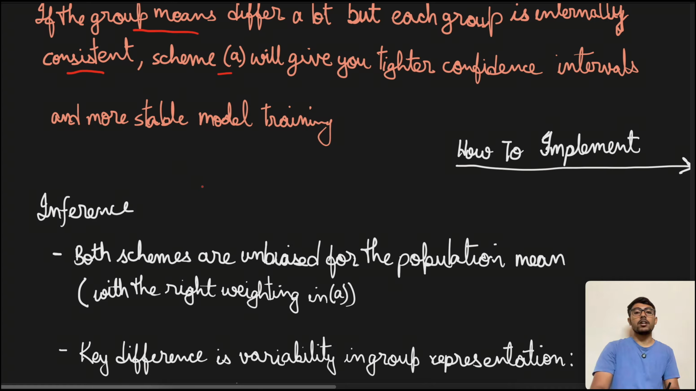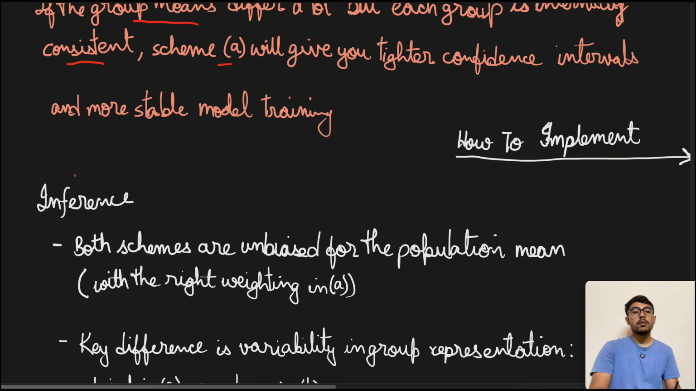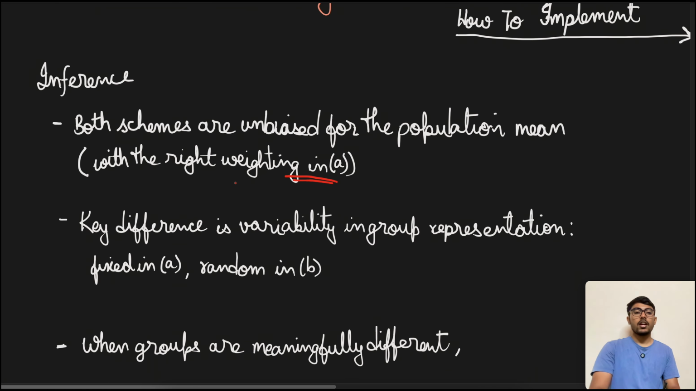Now coming back to the problem again, we'll now look at the inference. So both the schemes which we saw are unbiased for the population mean, right? They don't bother what the population mean is, but in scheme A it is given the right weight. In scheme B it is just the random weight as per the number allotted, but in A the weights are just right. Then there is the key difference in variability in group representation, fixed in A and random in B.